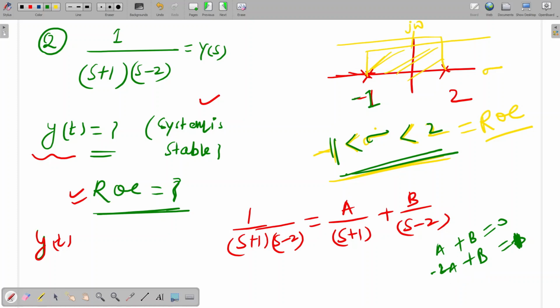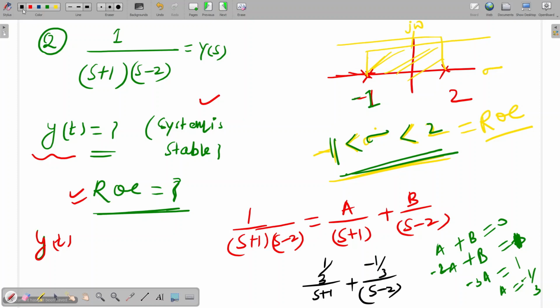If we subtract this one from this, what will the a value be? Minus 3a will be equal to 1. So a will be minus 1 by 3 and b will be 1 by 3. Okay. So it will be 1 by 3 divided by s plus 1 plus minus 1 by 3 divided by s minus 2. This will be the Y of s.